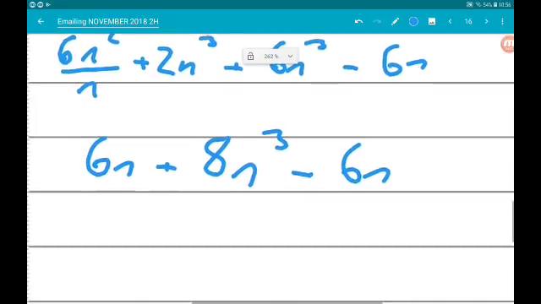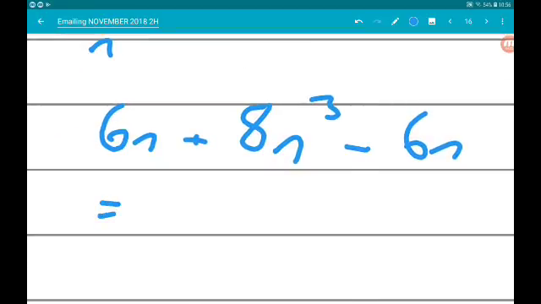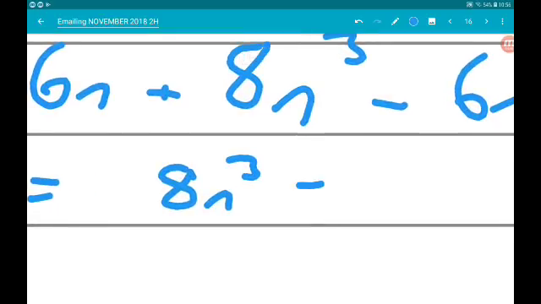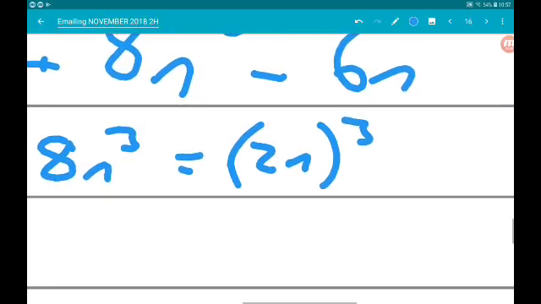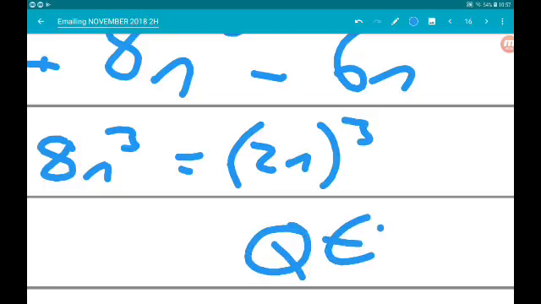Now the 6n's cancel, so this is just 8n cubed. Now, luckily, 8 is a cube number, n cubed is a cube number, so we can write this as 2n all cubed, which is a cube number. Now, at the end of a proof, whack in a little style, put a cheeky little QED, quite enough, done.